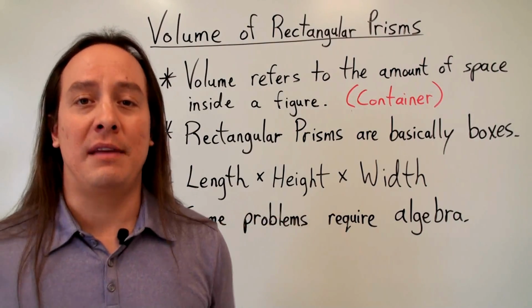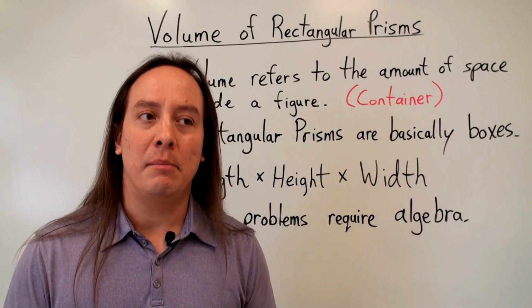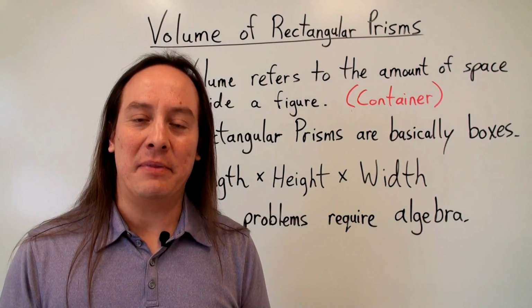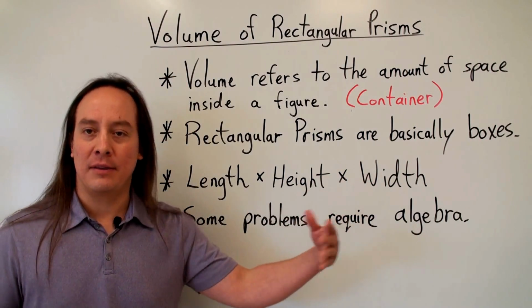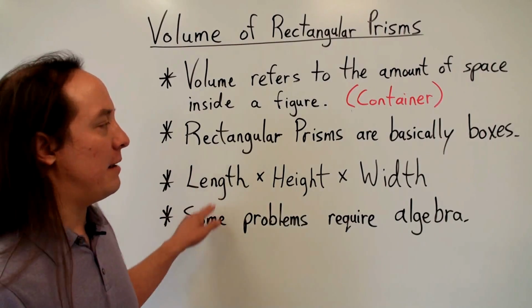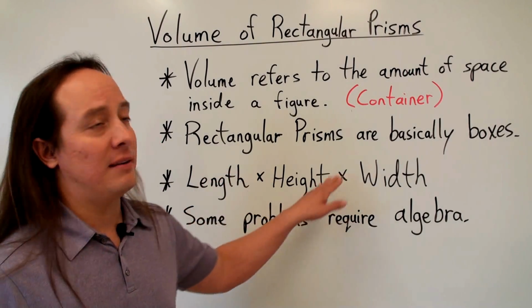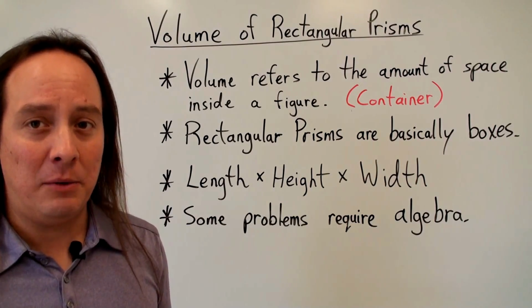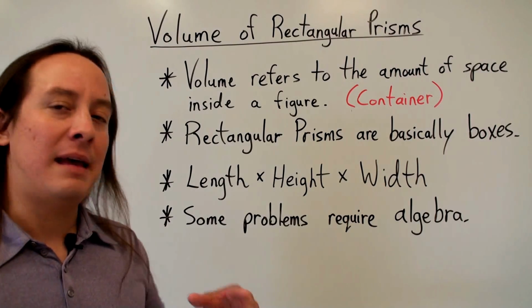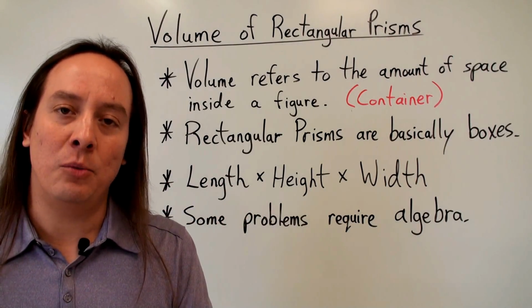And because they're all the same box-like shape, they're going to have the same formula to solve, and that formula is going to be length times height times width. Now some people like to say base times height times width, or base times height times side. I've heard that. And it doesn't matter what you want to call it, but it's how you visualize the shape that you're working with.